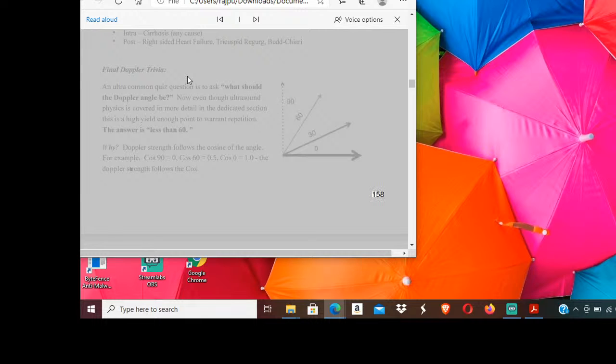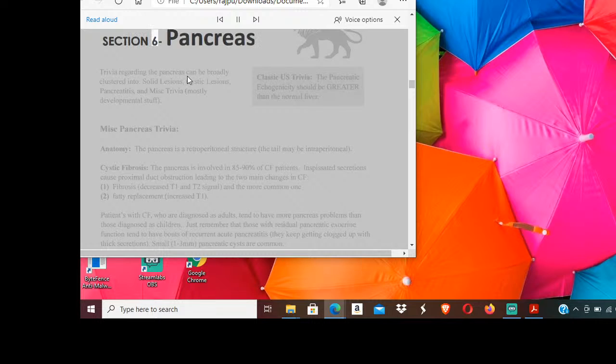158. Pancreas. Trivia regarding the pancreas can be broadly clustered into solid lesions, cystic lesions, pancreatitis, and miscellaneous trivia, mostly developmental stuff. Miscellaneous pancreas trivia. Classic U.S. trivia: the pancreatic echogenicity should be greater than the normal liver.